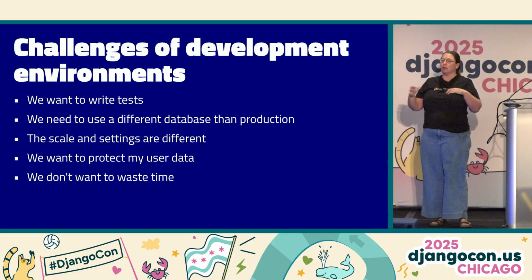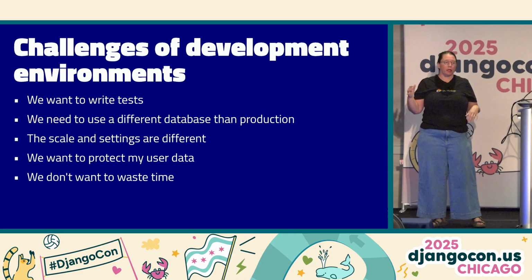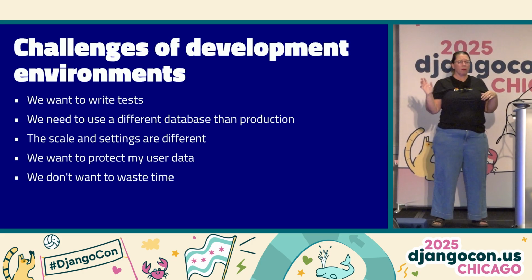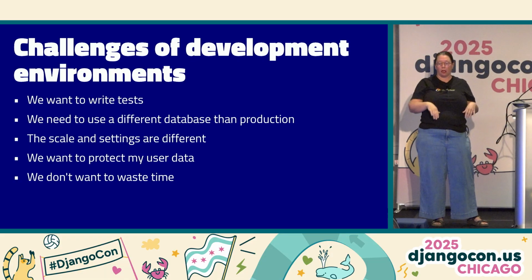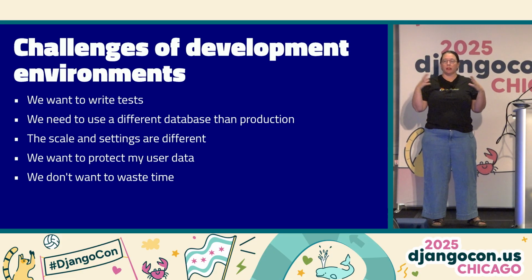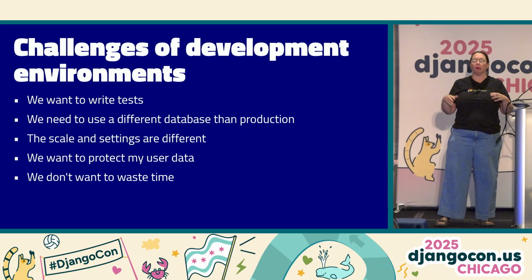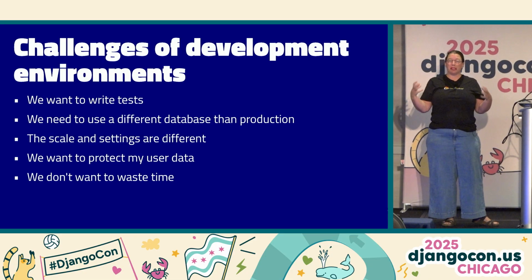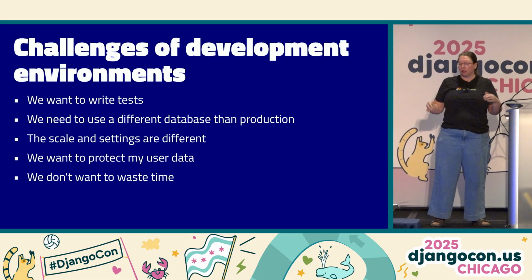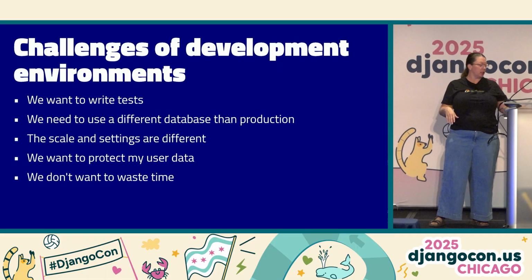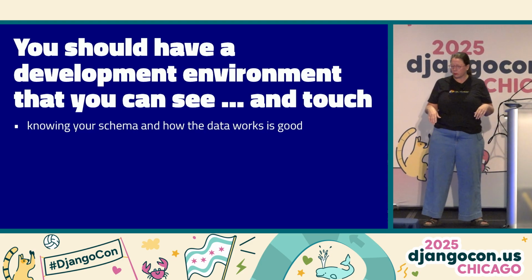So development environments for your database: you're writing tests, you're doing all your Django stuff, and that's all great. But you can't use the same database that your production app is using to do development, because the scale is different, the settings are different, everything is slightly different. It's the same database, but you want something that looks like the database and feels like the database, but really isn't the database and doesn't have sensitive data in it, and you don't want to spend a bunch of time wasting everybody's time doing lots of different crazy stuff.